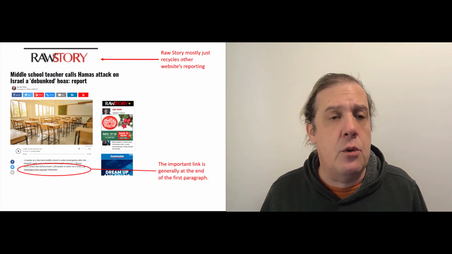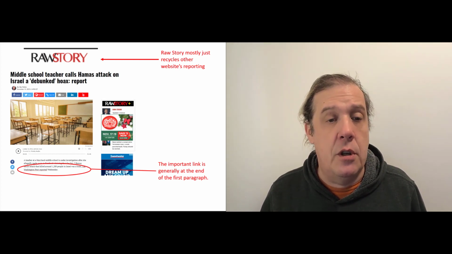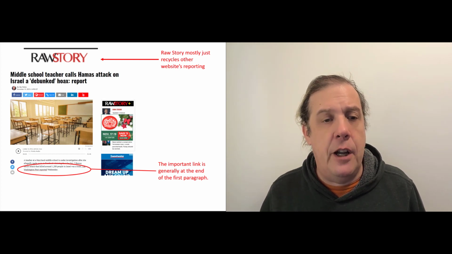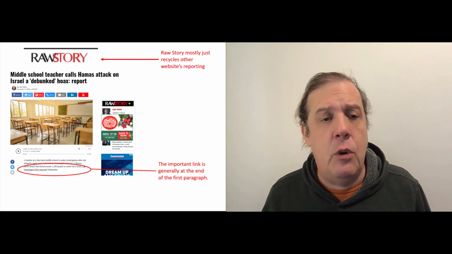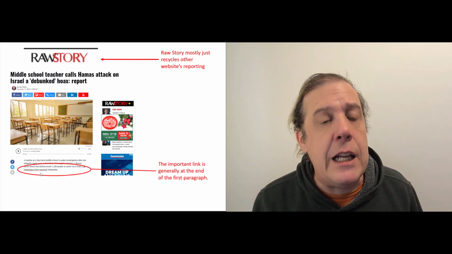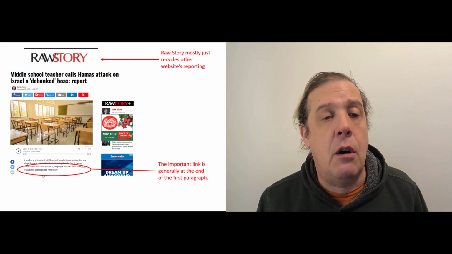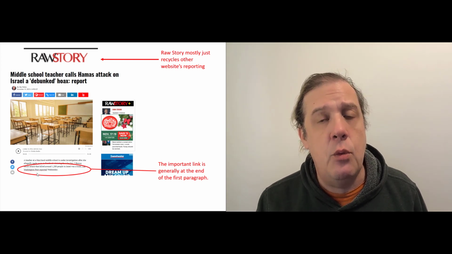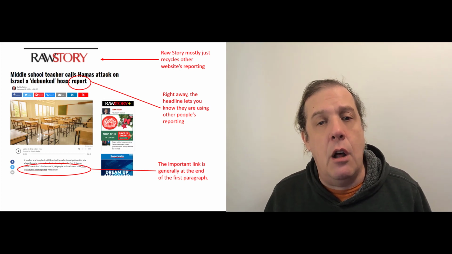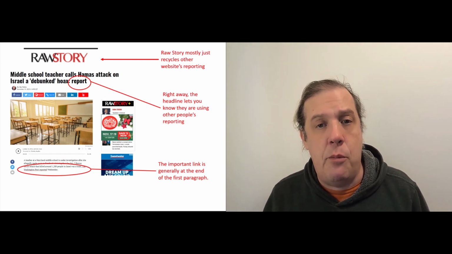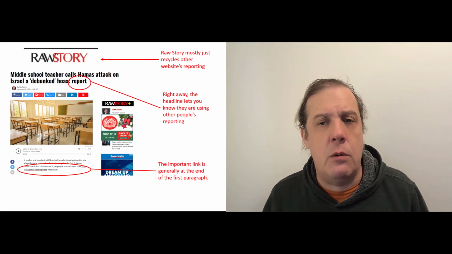So apparently, a middle school teacher said that the Hamas attack on Israel was a hoax. So, how can you find out about this? Well, Raw Story has an article on it. But what you really want to do is go to the first link at the end of the first paragraph, which takes you to the Washington Post, which is the actual source of information. And right away, you can see the headline lets you know that they are relying on other people's reporting, right? Raw Story hasn't done any actual research here.